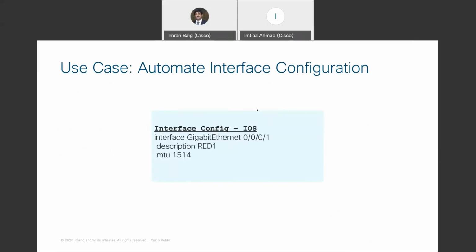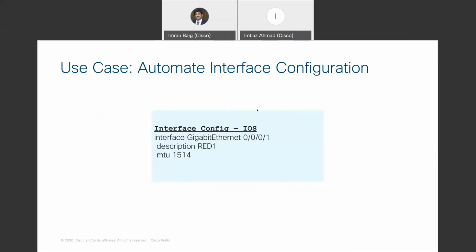So this is a simple use case to automate the interface configuration because network engineers day in and day out configure interfaces on the devices. For this simple use case, what we have done is we have selected a simple IOS-based interface configuration. The other device configuration is kind of similar, but for simplicity, we have selected IOS here.